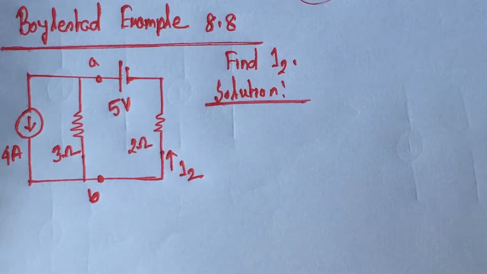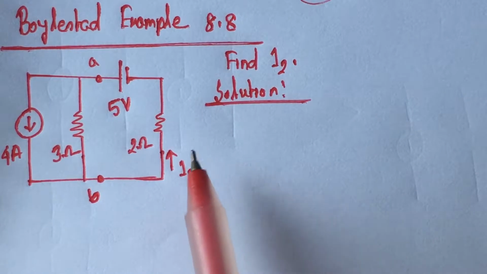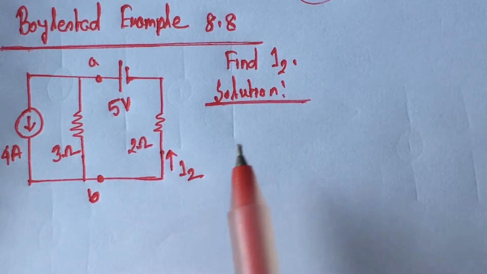Hi viewers, today we will solve example 8.8 from Boylestad. Here we have to identify the current I2 which is flowing through this 2 ohm resistance.